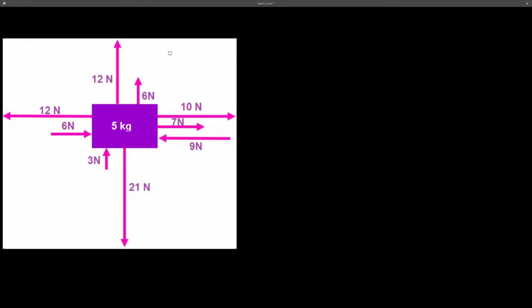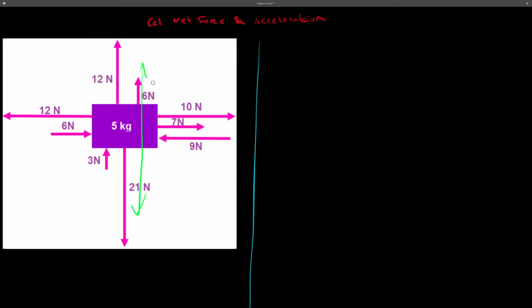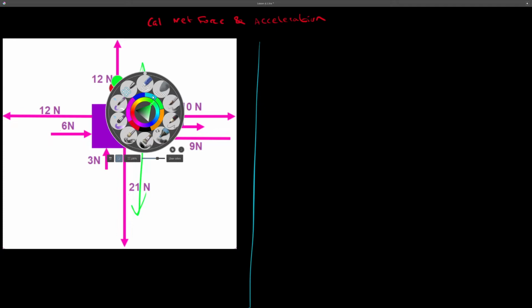So this is from the first part of the lesson. We have to calculate the net force, and then we want to calculate the acceleration of the object. So calculate net force, and then calculate the acceleration of this object. So first of all, let's calculate its net force. We want to do the vertical first, and then we want to do the horizontal as well.